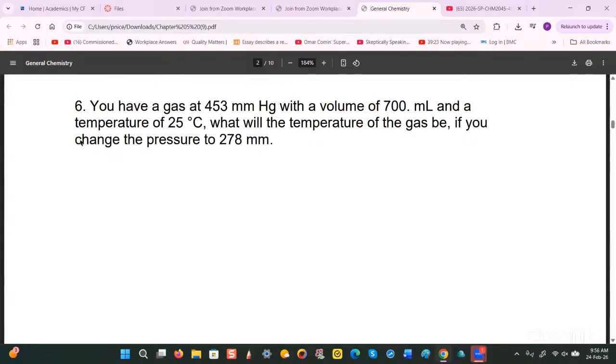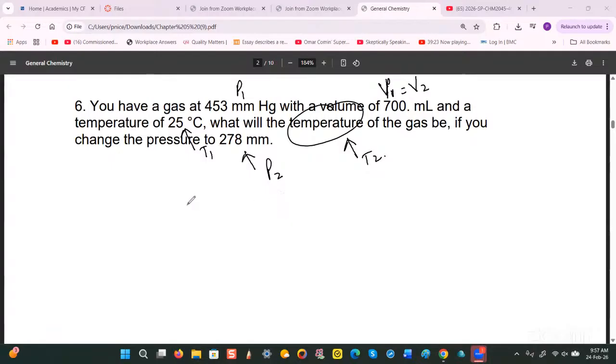So in this case, they gave you the initial pressure, so I'm going to call that P1. I'm going to call this V1. I'm going to call this T1. I'm going to call this P2, and the question is asking for T2. Now you'll notice in this question here, there's no V2. So basically there's no change in the volume. V1 is equal to V2.